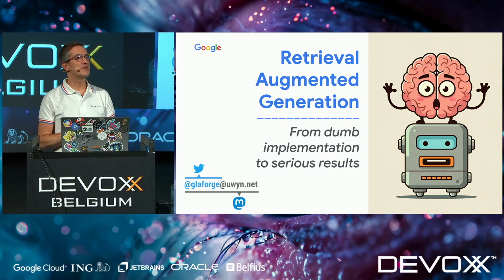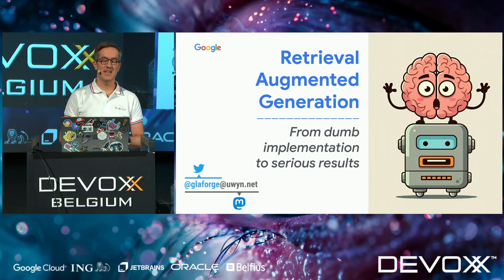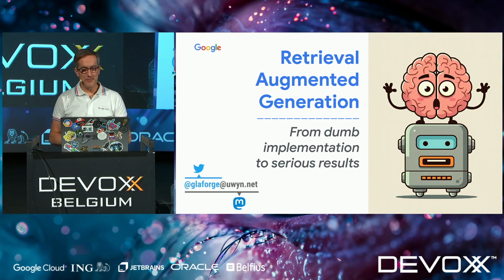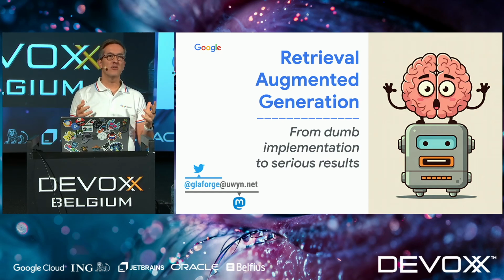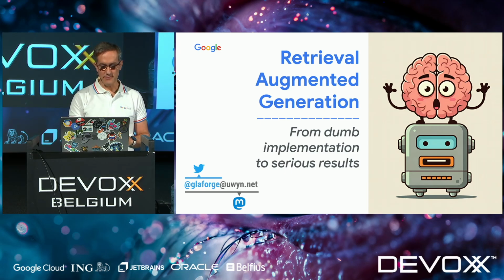There are so many talks about generative AI in general and Langchain4j, which I'll be using as well. So we'll see that retrieval augmented generation is a way to ask questions about your data, basically. It's quite easy to implement, actually, but to get it right, it may require some cool tricks.